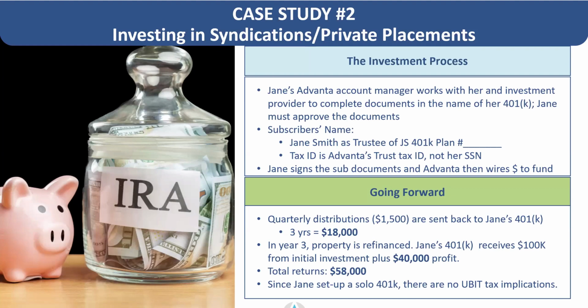So even though the syndication is leveraged, all of the income, the quarterly distributions you see there, say $1,500 a quarter, come back to her IRA or 401k. In 3 years, that's $18,000 in returns during that time. And then when the property is refinanced and they pay out the investors, she gets an additional $40,000 of profit. So again, these numbers are just examples. As Madhvi, you said earlier as well, they're going to vary potentially deal to deal. But again, all that return is coming back into her account.